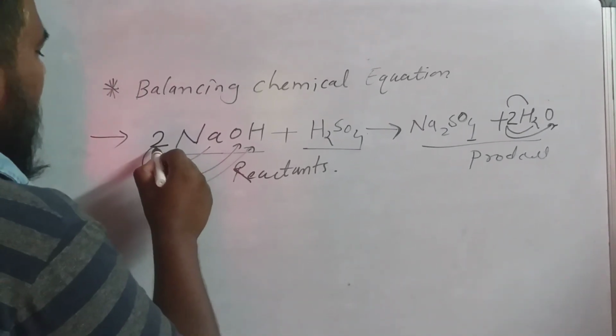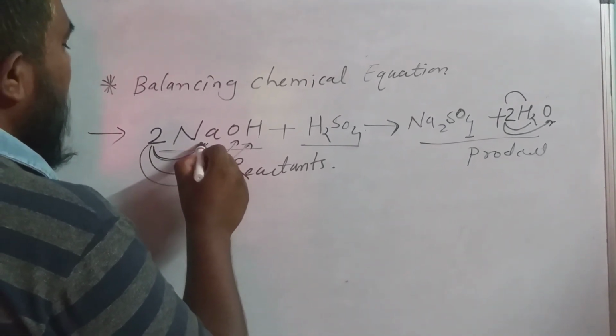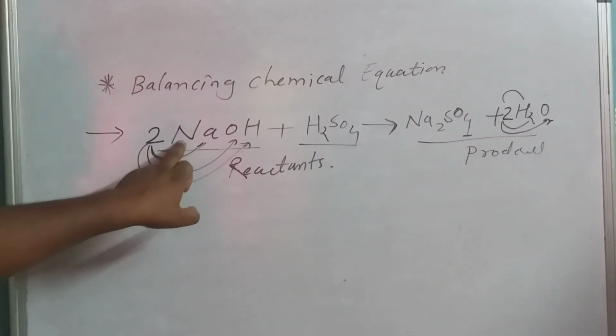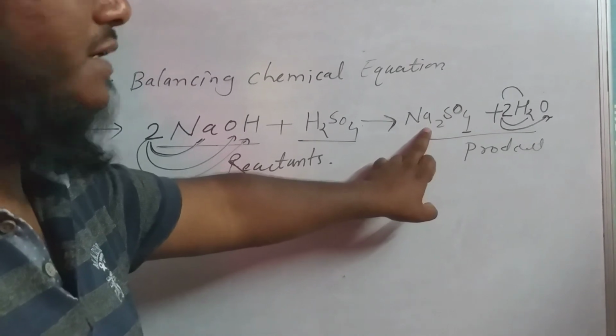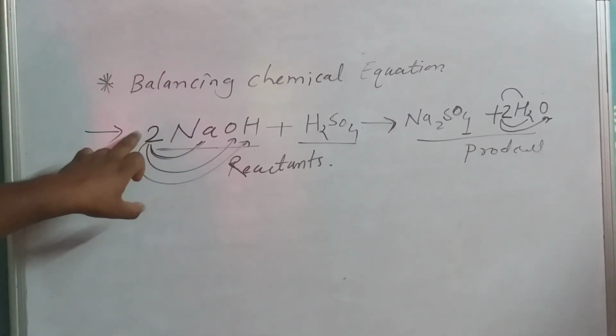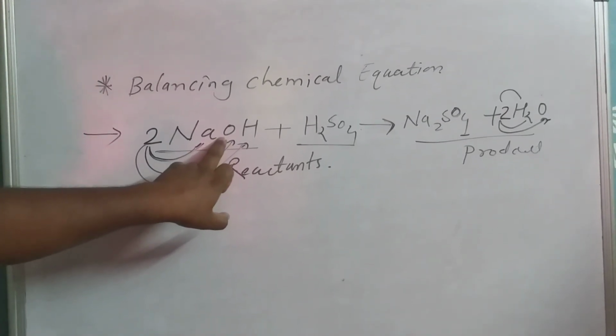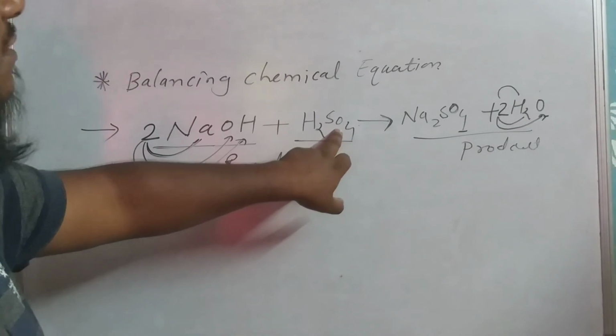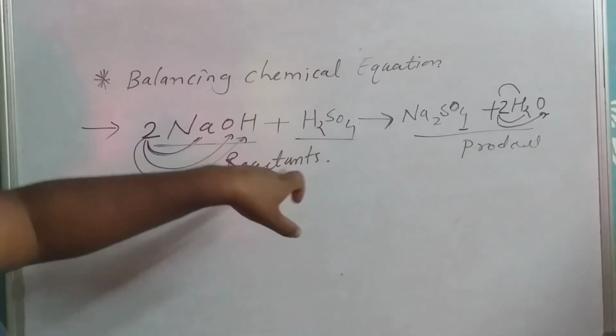We will see when we multiply with 2, this 1 sodium will multiply with 2, 2 ones are 2. 2 sodiums are here, now 2 sodiums are here. Now when we equalize sodium, this 2 will multiply with oxygen also. Now this oxygen becomes 2 and this 4 oxygen, 4 plus 2 becomes 6.